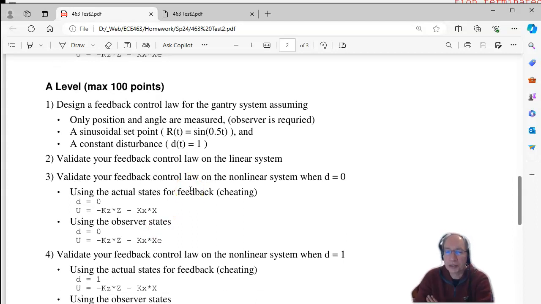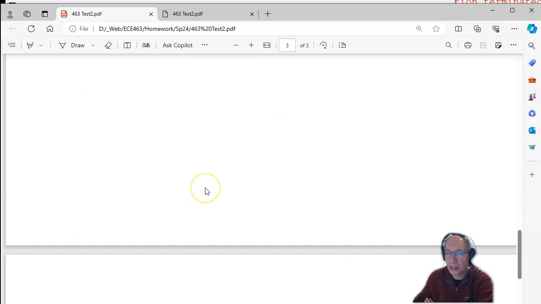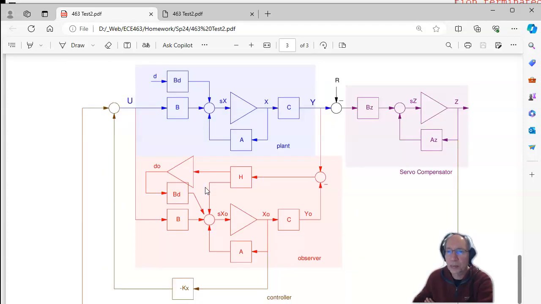And the hardest problem is at the A level, same as the B level, but you have a constant disturbance. And to kind of give an idea of how this all fits together, here's the block diagram of the overall system.